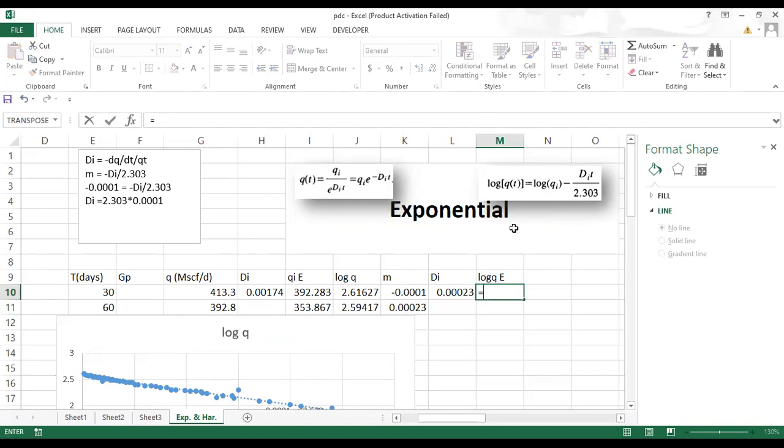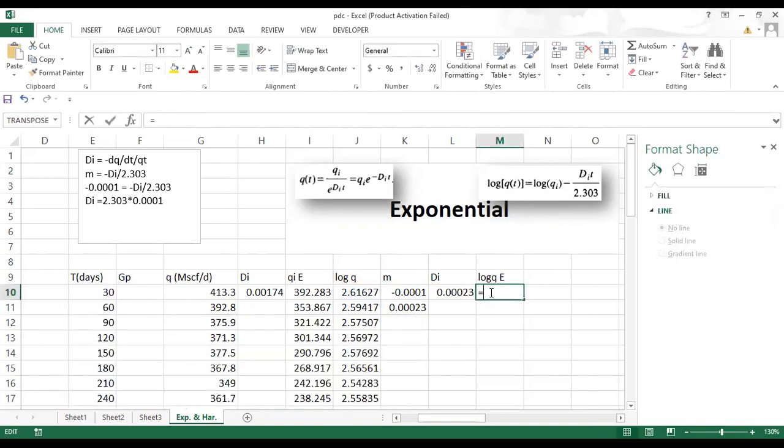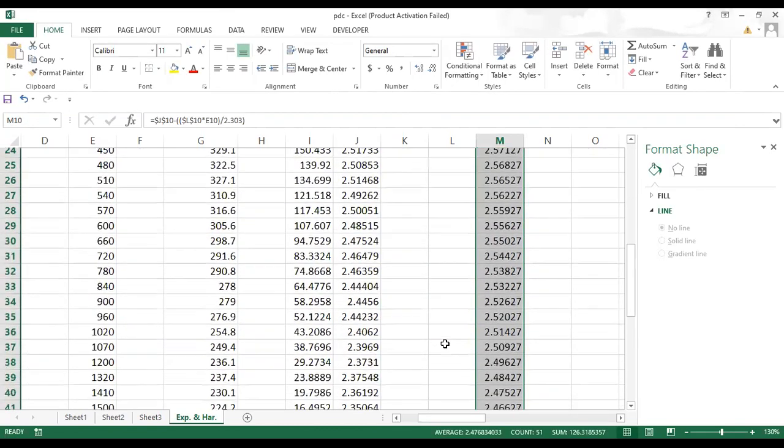So the model: log Qt is equal to log Qi. I'm going to ignore this graph. What is log Qi? This is my logarithmic value, so log Qi, and I have to freeze it since it is a constant parameter. Then minus Di times t by 2.303. So I'm going to put brackets, Di, which I have to freeze, into t, by 2.303. This is my first term, and I'm going to adjust for all.